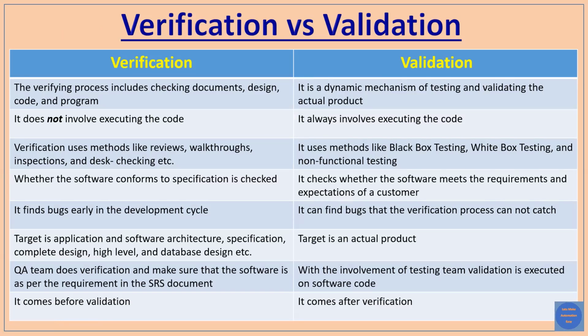Second, in verification, we do not execute or run any code. But validation involves executing the code, so that we can check whether the expectation is fulfilled or not. Third, in verification, we use methods like reviews, walkthroughs, inspections, and desk checking. In validation, it uses methods like black box testing, white box testing, and non-functional testing.